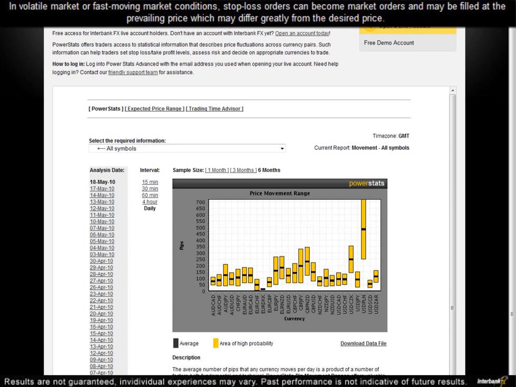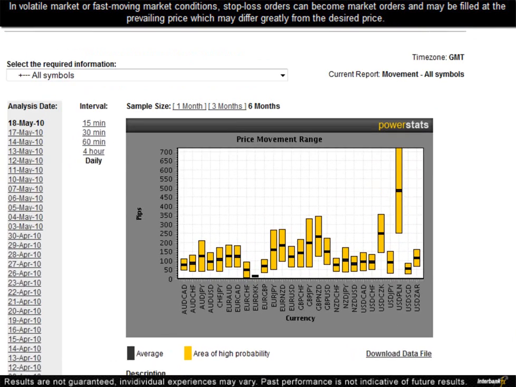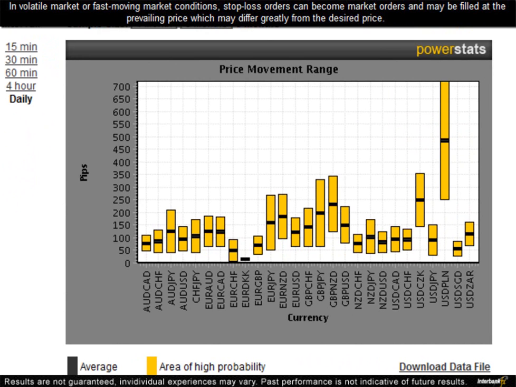So as you look at this chart right here, this price movement range over the past 6 months for all the symbols, what have you just determined by looking at this? Think about price movement and the risk that it could present. Ask yourself, depending upon your risk tolerance, which pairs might be more appropriate for you. So certain times of the day, certain hours of the day may present more or less volatility.